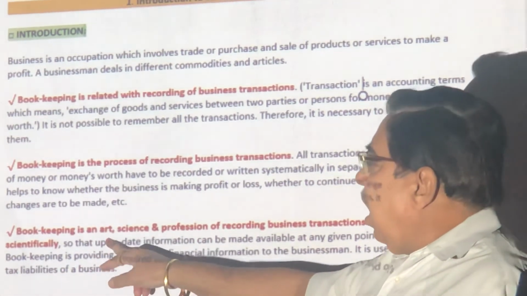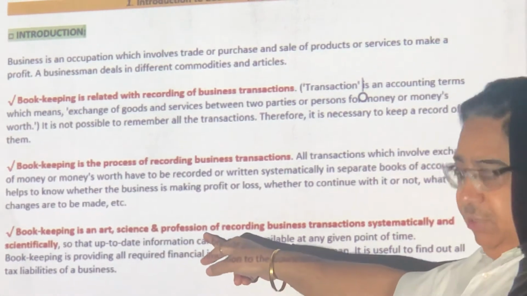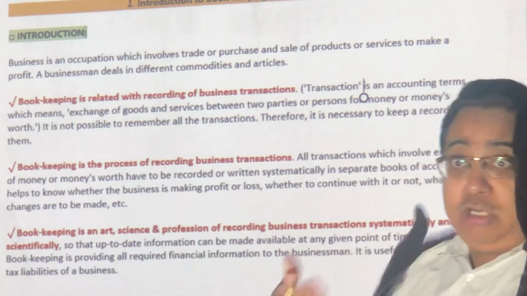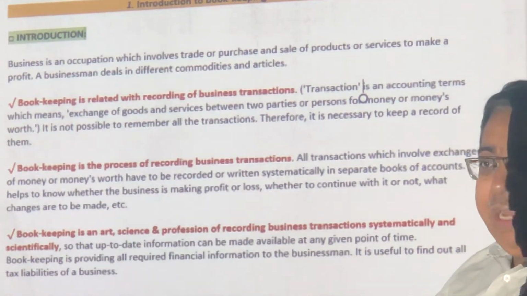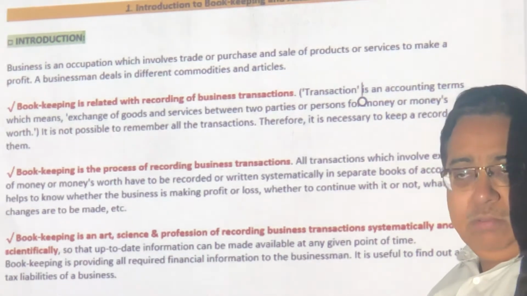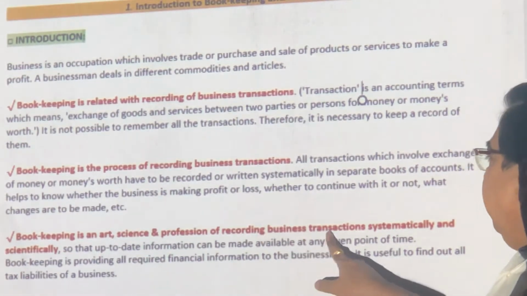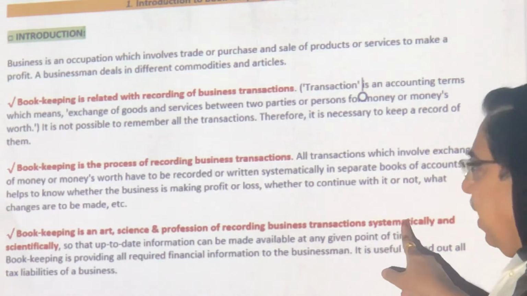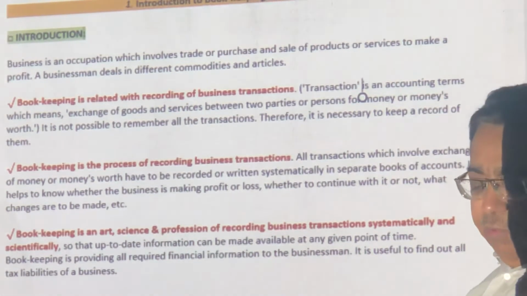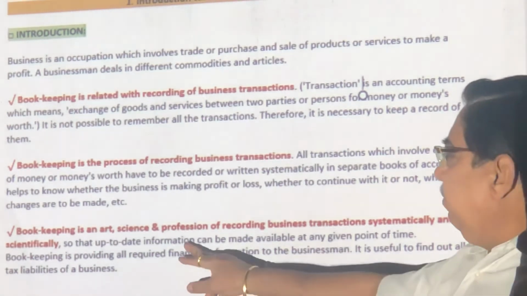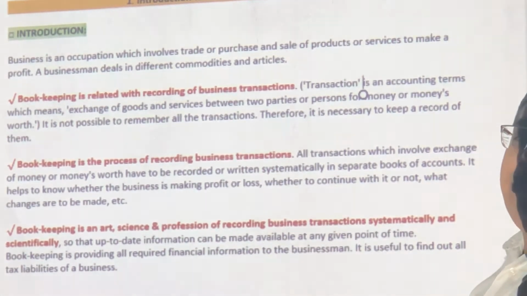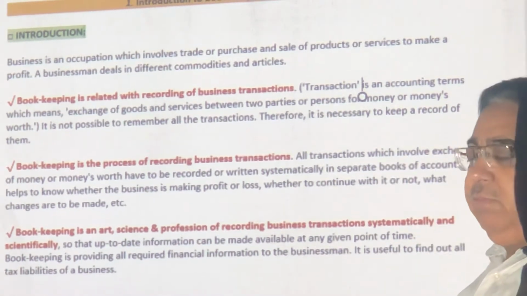Bookkeeping is art, science and profession. Art, because it's a skill. Science, because it has steps; you can't do it the way you like. Profession, like a chartered accountant. It is recording business transactions in a systematic and scientific manner, up to date. Even 5 minutes before, what business I am doing, I must know at any given point of time. You can't tell me last month's record you can see, this month's record I don't have. That is not bookkeeping.